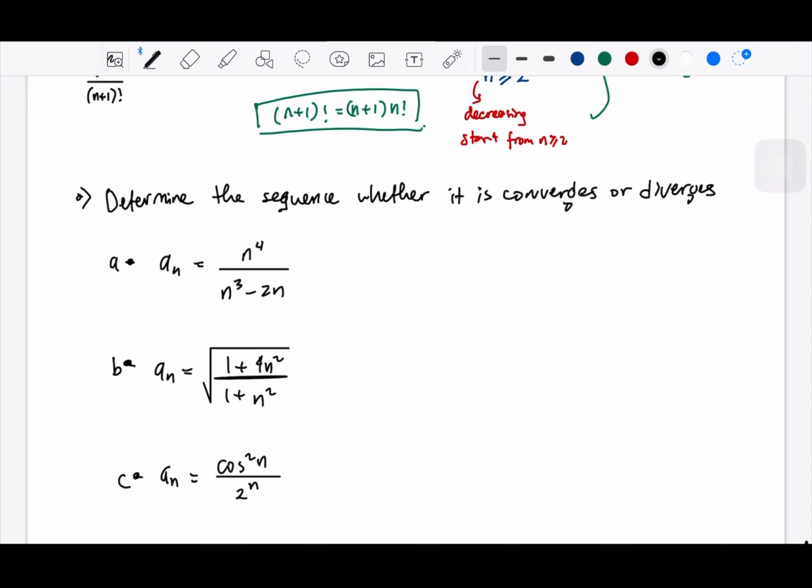Now if you want to determine whether the sequence converges or diverges, what should you do? Take the limit. Yeah, take the limit. You need to remember limits from your calculus 1. All the properties of limits and all the limit knowledge from calculus 1, you're going to use it to determine this problem.